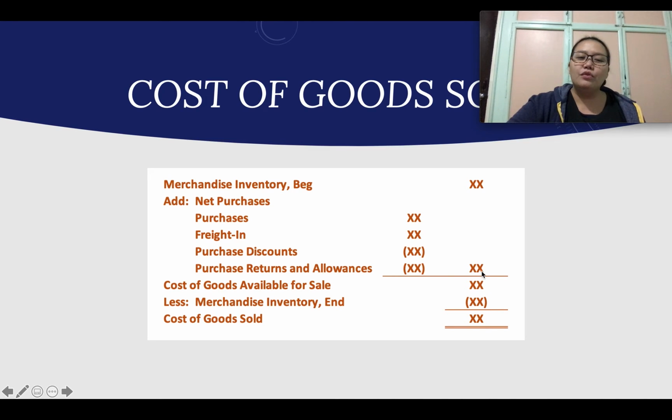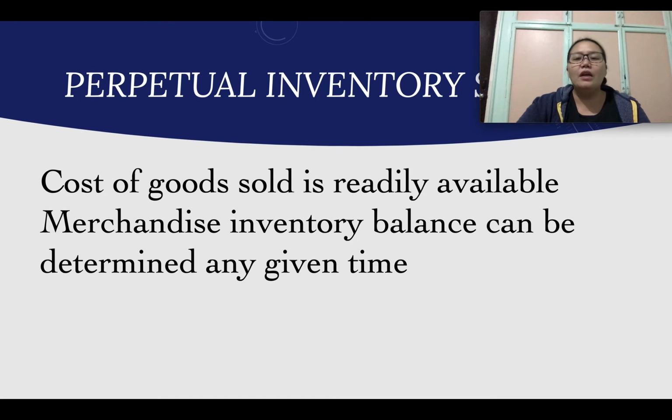Okay? So when we add the merchandise inventory beginning and the net purchases, we'll arrive at the cost of goods available for sale. And then deduct the merchandise inventory end. That's the cost of goods sold that we will deduct from the net sales to be able to get the gross profit. Okay, so we'll practice the computation of our cost of goods sold later on. So that's it for the periodic inventory system.